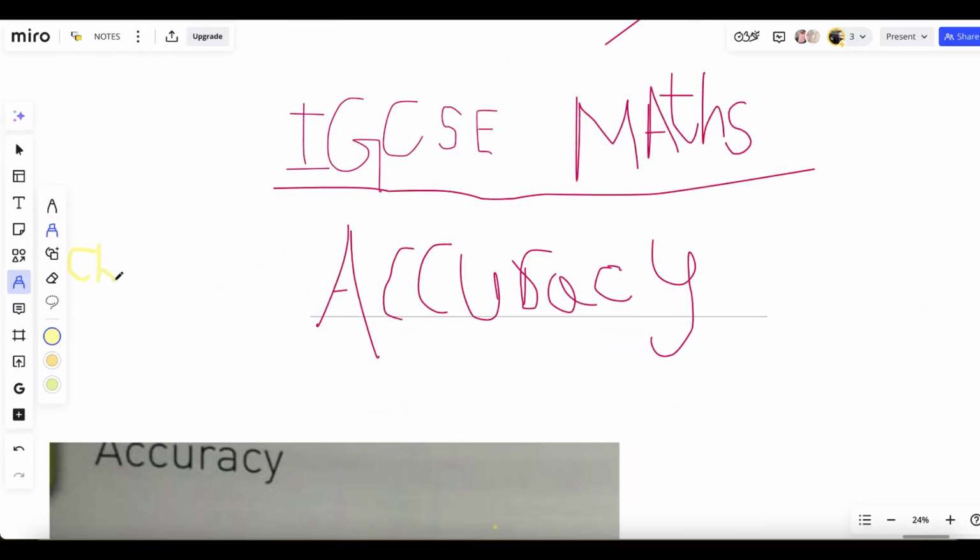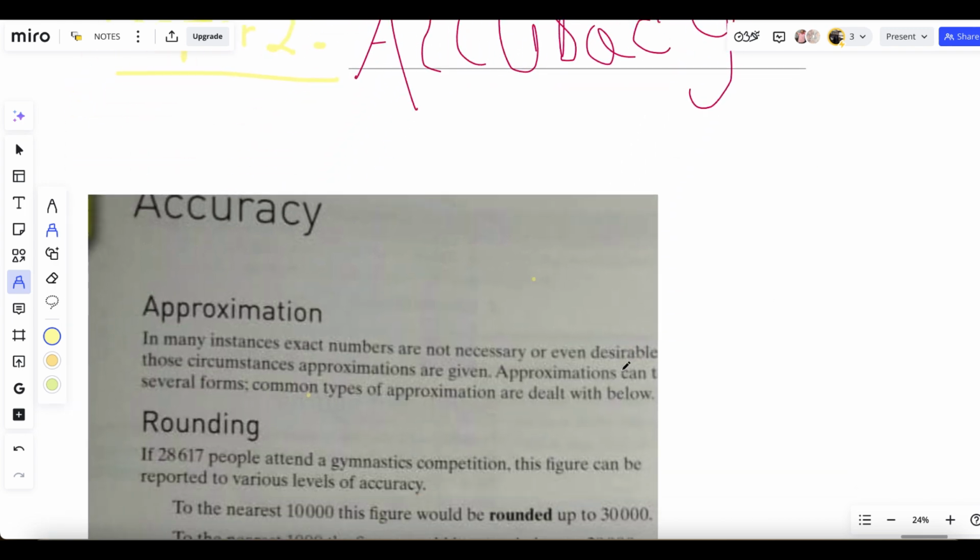Okay, so we'll be looking at chapter 2. Chapter 2 includes accuracy. In accuracy, we'll be looking at approximation, estimation, and upper bound and lower bound. So in this chapter, these are the things we're going to cover: estimation, approximations, and upper bound and lower bound.